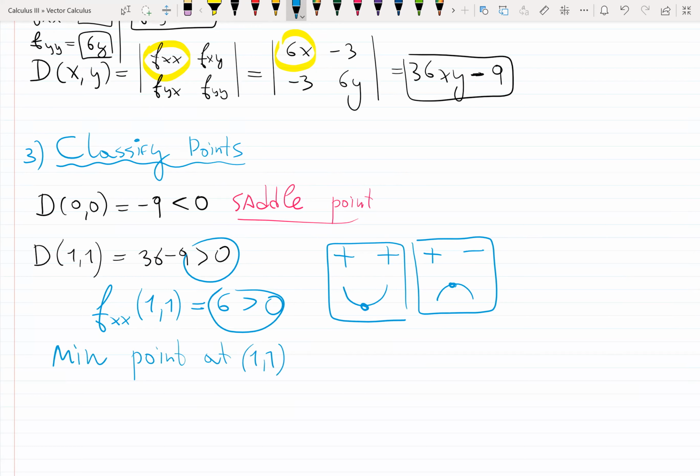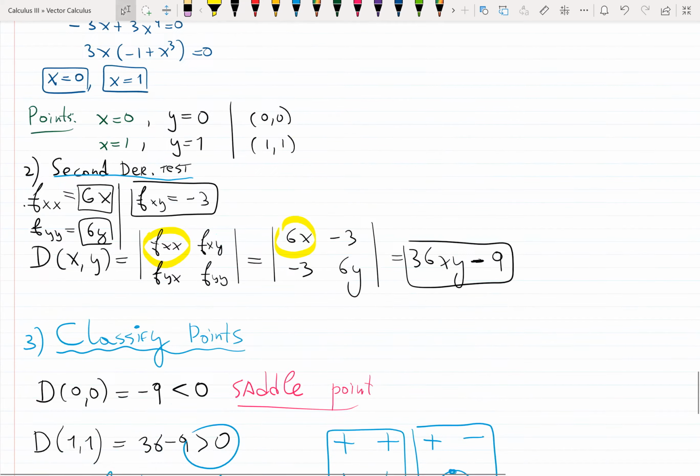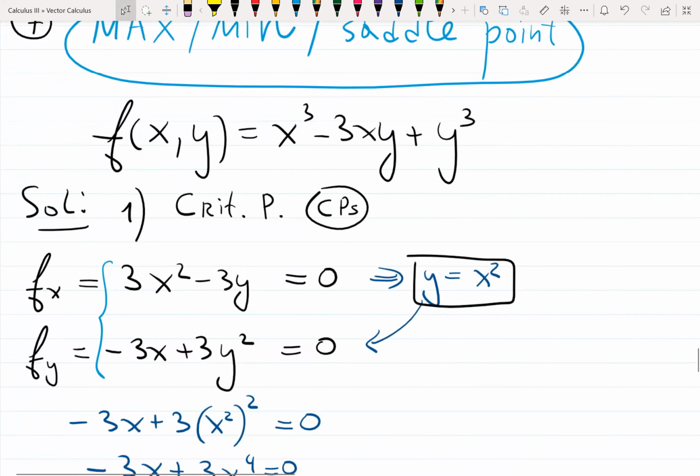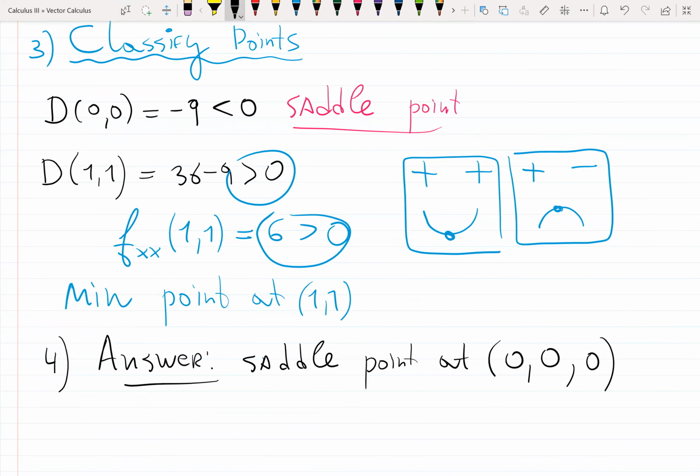So we classified and found. If we ask you to find the very nice answer, then it's an extra step at the end, 4. Answer: we have a saddle point at 0, 0. Going to the very original function, plugging it in over here, 0 minus 0 plus 0 is 0. So the height in the z dimension, that is the 3-dimensional function, is 0. Minimum point at 1, 1.